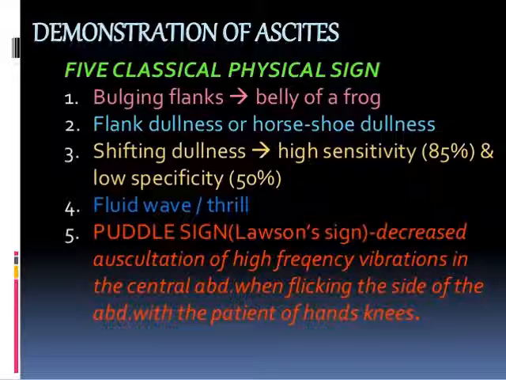Demonstration of ascites. Five classical physical signs: bulging flanks, belly of a frog, flank dullness or horseshoe dullness, shifting dullness. It is of high sensitivity and low specificity.